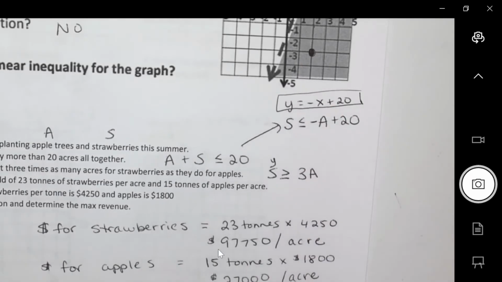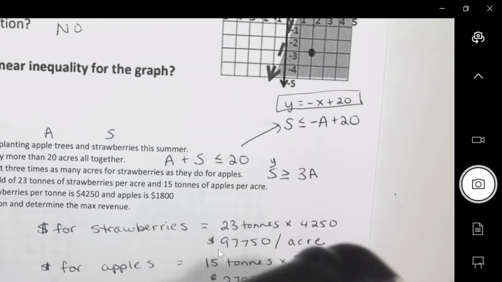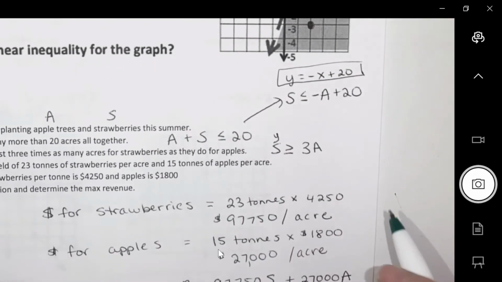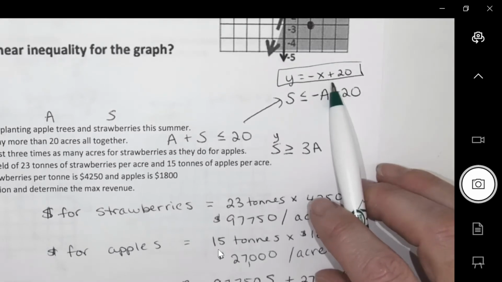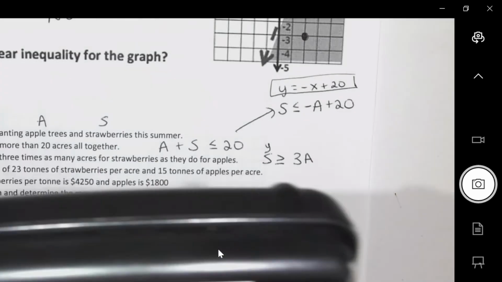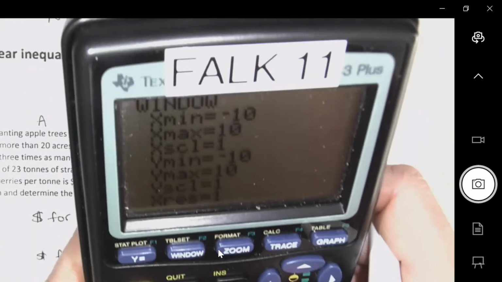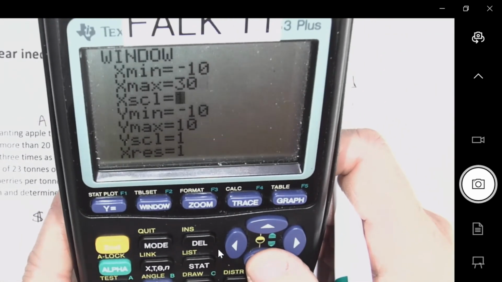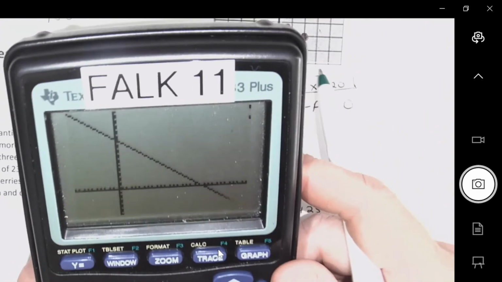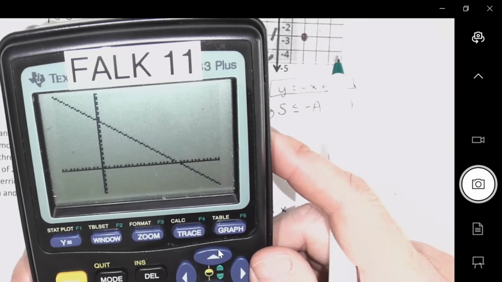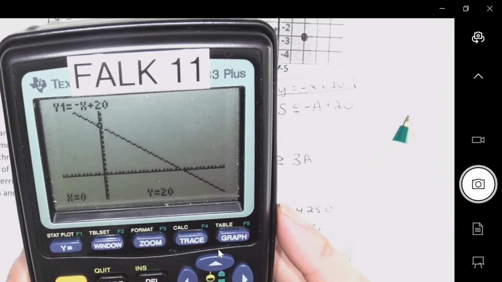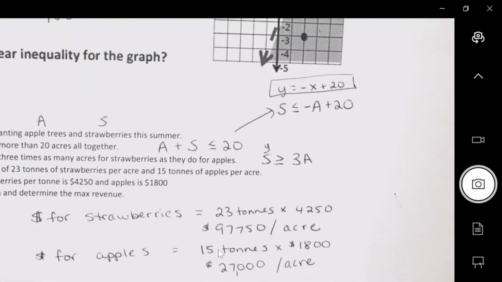So negative x plus 20. Okay, when I go to graph this, 20 is going to mean I'm going to probably want to change my window. So I'm going to go up to 30. So here you can see 0, 20, right? That was that point that I already picked.